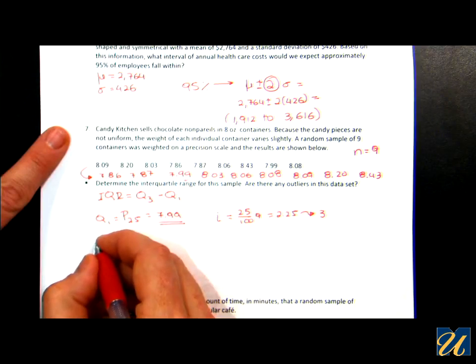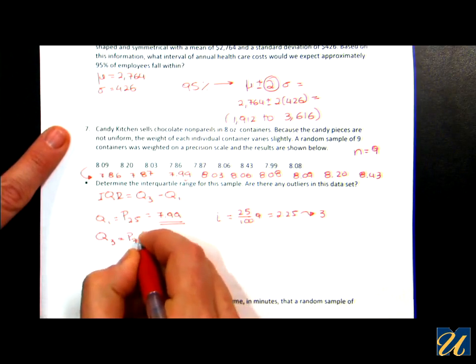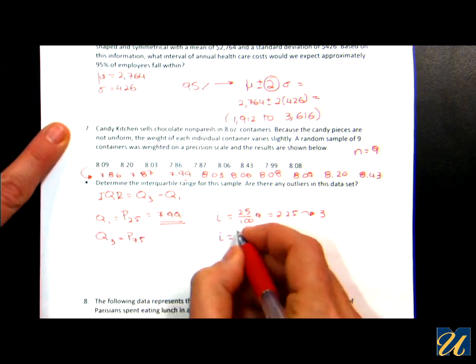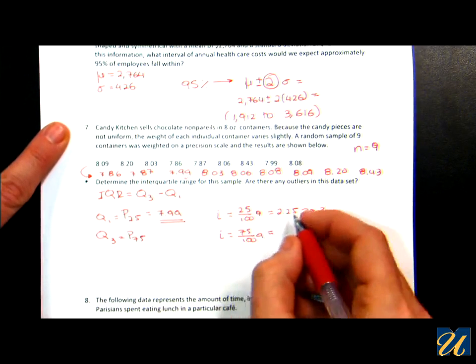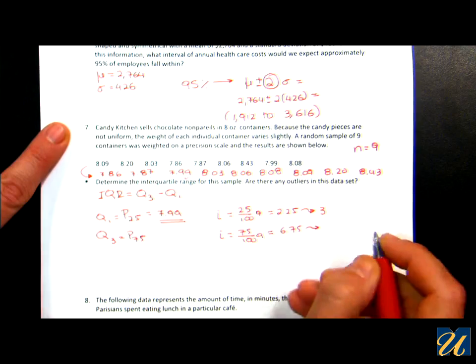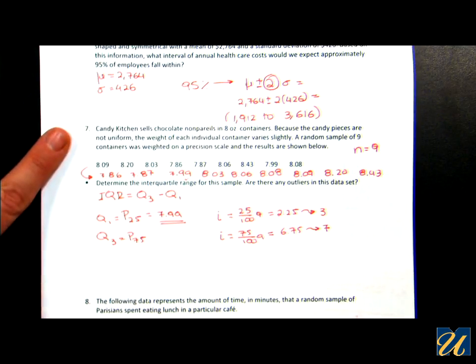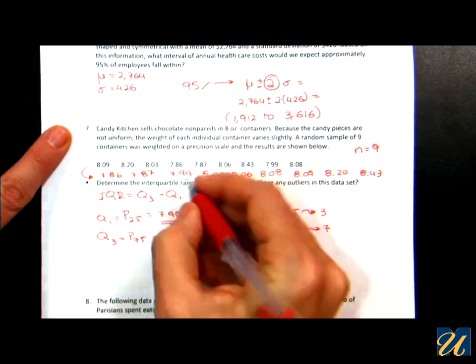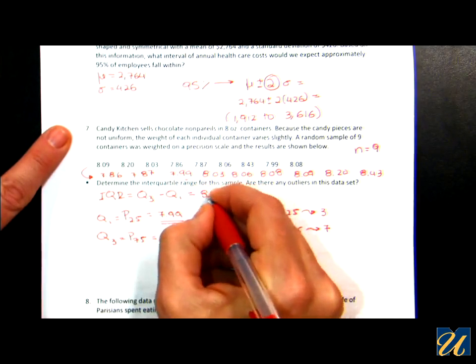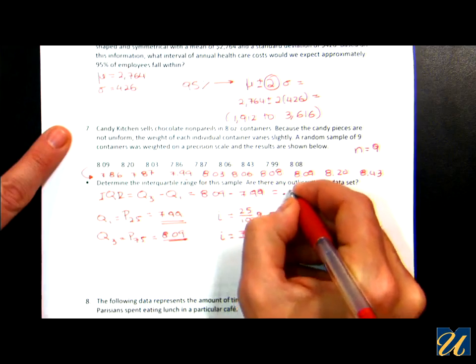Now, to find Q3, I will have to find P75. Index i is equal to 75 over 100 times 9. This will give me 6.75. I round up to the next convenient number, which is 7, and I take the 7th ranked observation. The 7th ranked observation is 8.09. So IQR is equal to 8.09 minus 7.99, which is equal to 0.1.